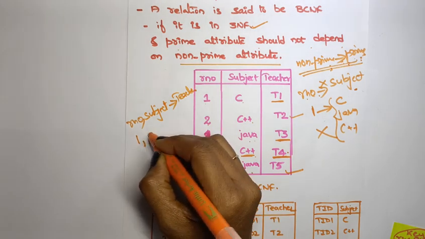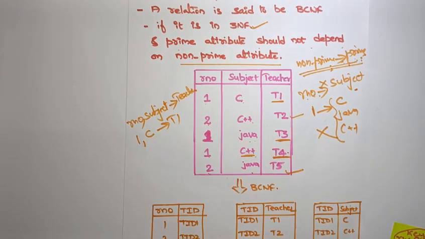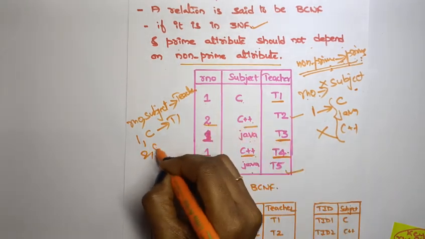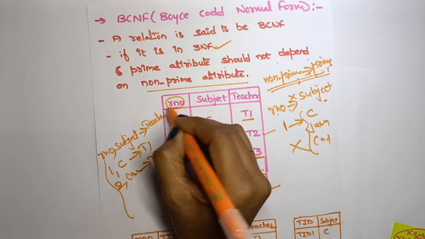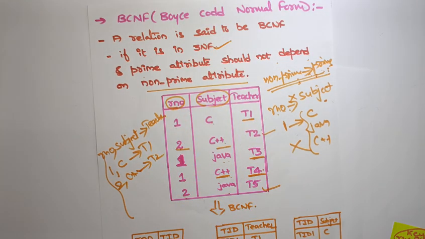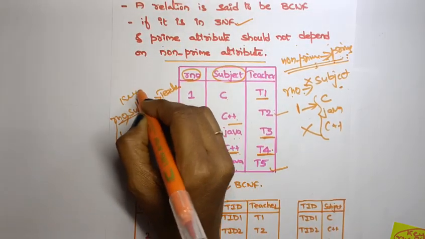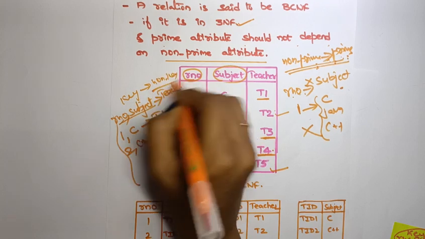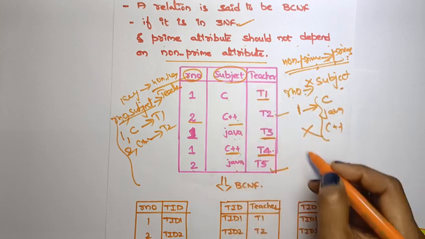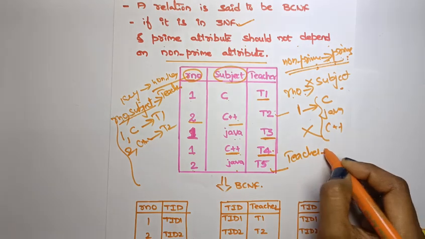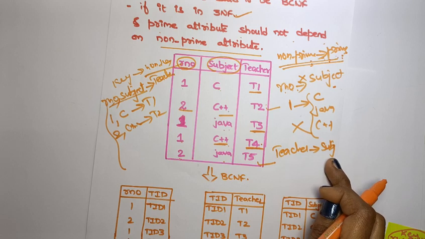Okay. Roll number 1, subject C means teacher T1 is allotted. Roll number 2, subject C++ means teacher T2 is allotted, and so on. So here you can say that roll number and subject are the key attributes. These key attributes are determining the non-key attribute. Now if you observe here, the non-key attribute, teacher, is determining the prime attribute. Teacher is determining the subject here.